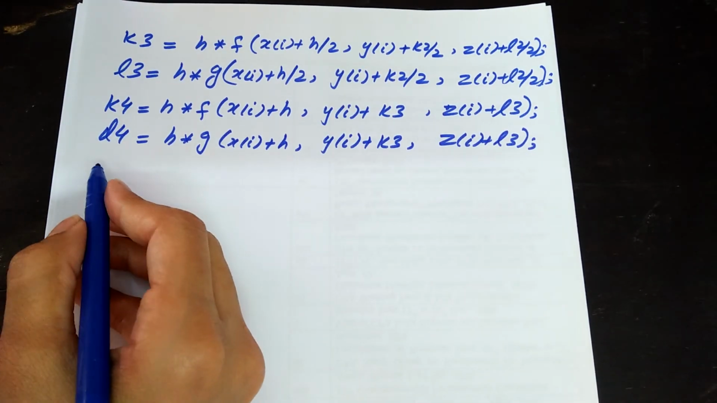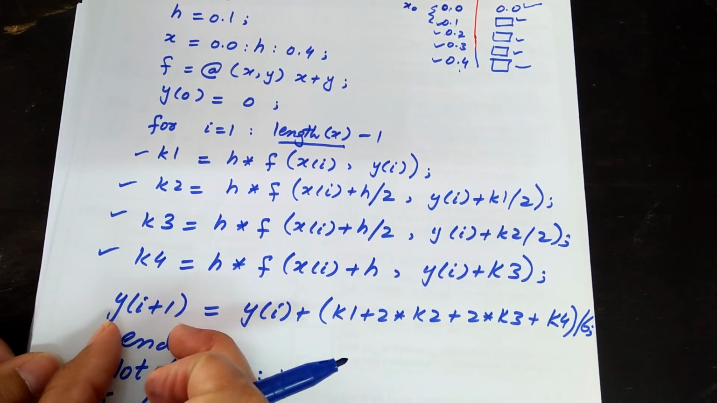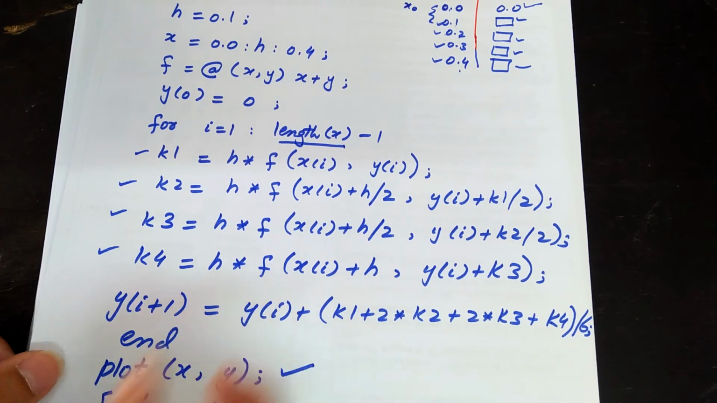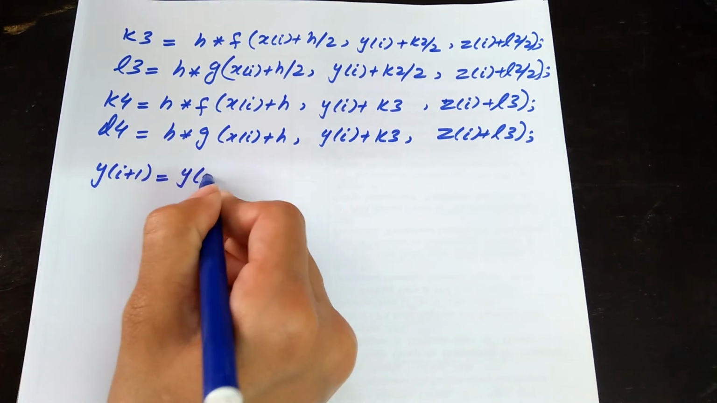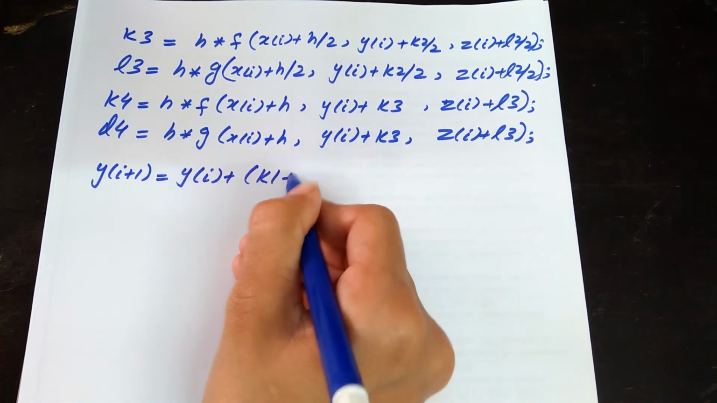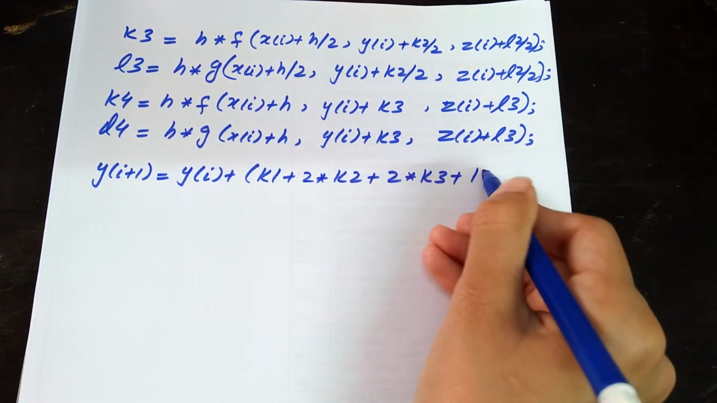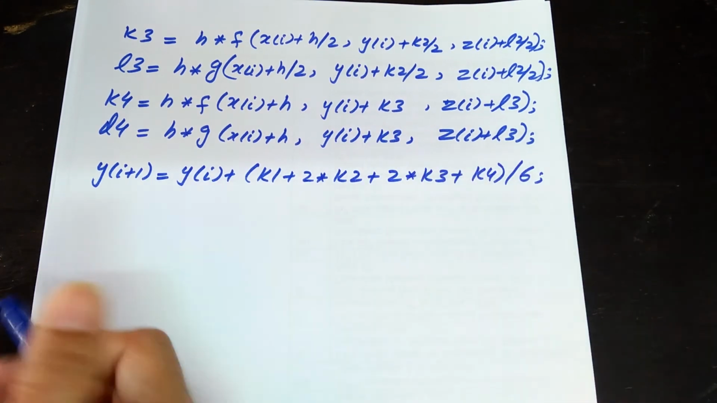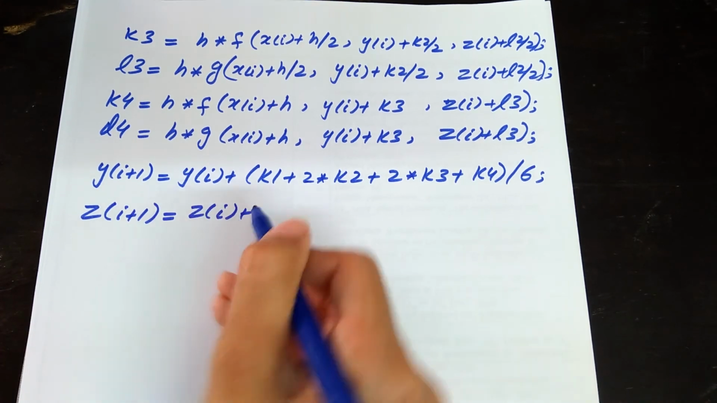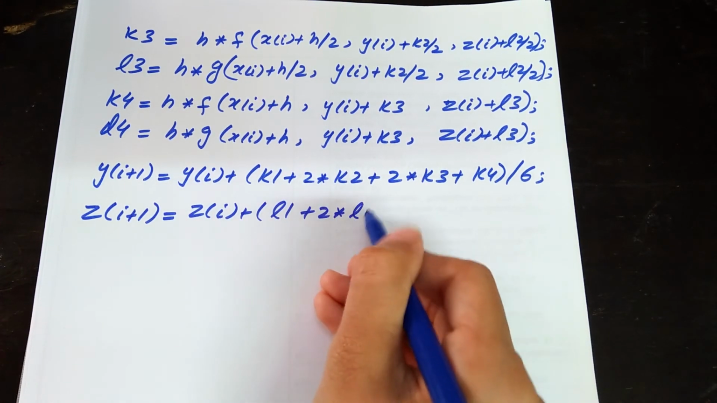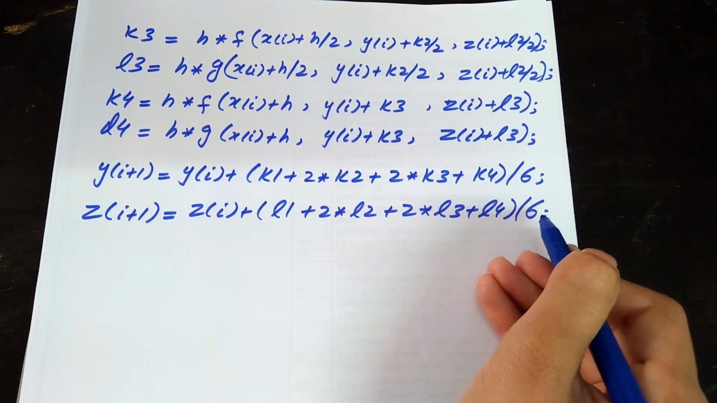Now for the RK method of order 1, I wrote only for y of i plus 1. Now here I will write for z of i plus 1 as well. So y of i plus 1 equal y of i plus k1 plus 2 star k2 plus 2 star k3 plus k4 slash 6, semicolon. Now z of i plus 1 equal z of i plus L1 plus 2 star L2 plus 2 star L3 plus L4 slash 6 and semicolon.